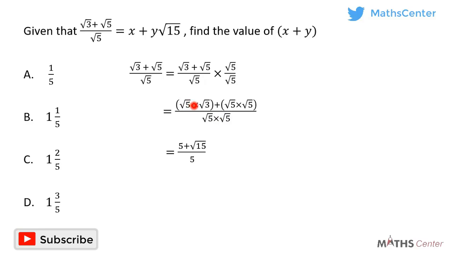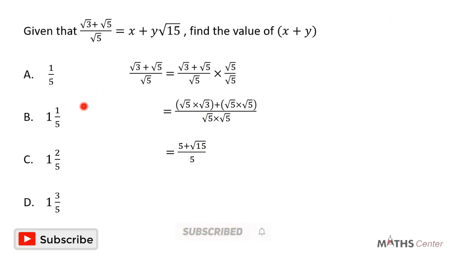Square root of 5 times square root of 3 will give us square root of 15. Square root of 5 times square root of 5 will give us 5. On the denominator, we have square root of 5 times square root of 5, which is 5. So our expression will now be 5 plus square root of 15, divided by 5.